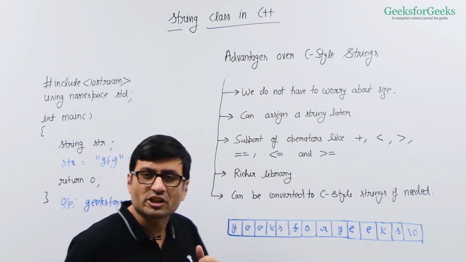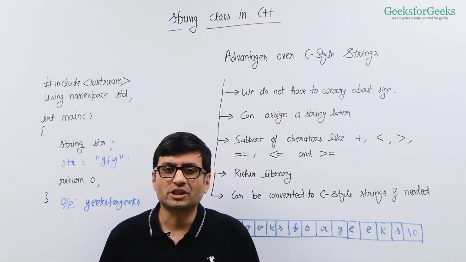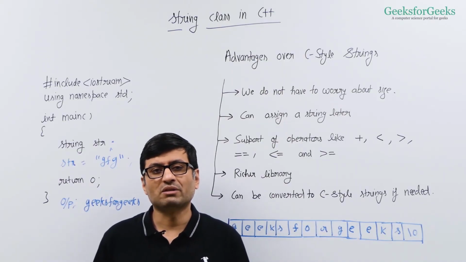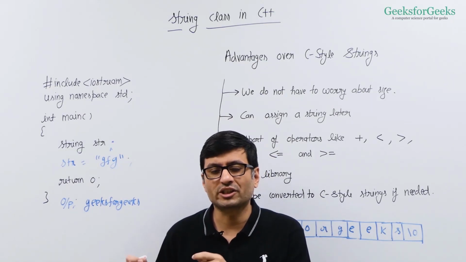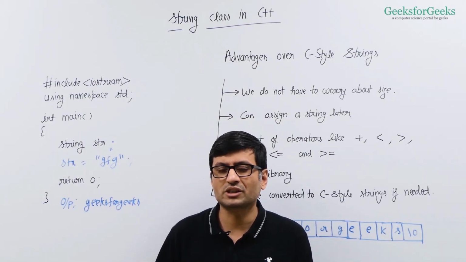The C++ style string can be converted to C style string whenever needed. We have a function called c_str which takes a C++ string object and converts it into a C style string.